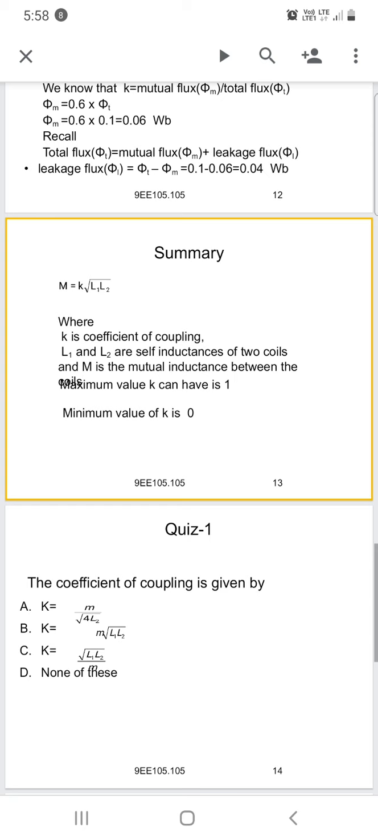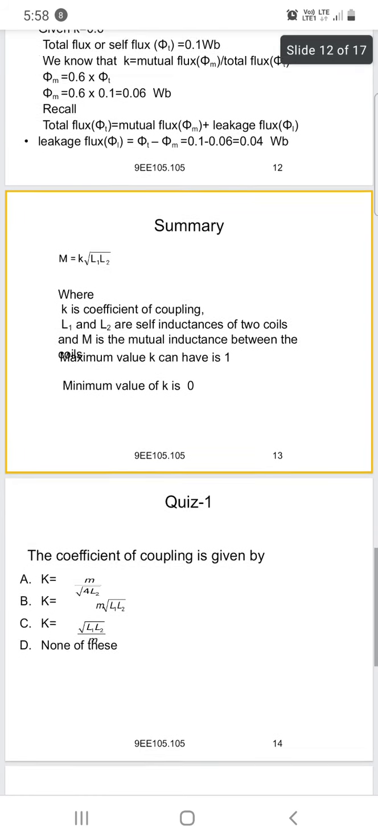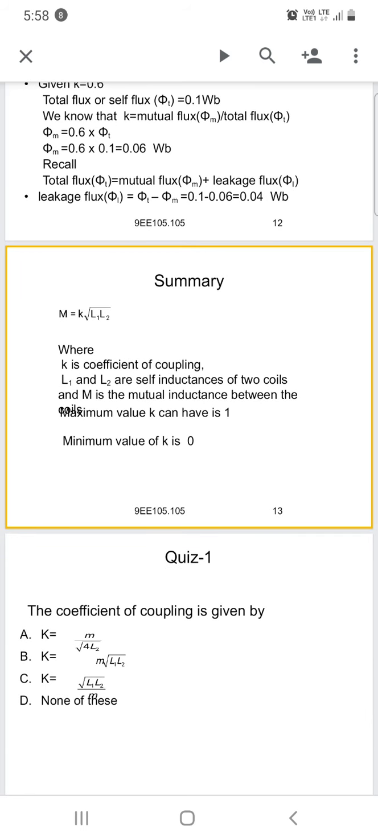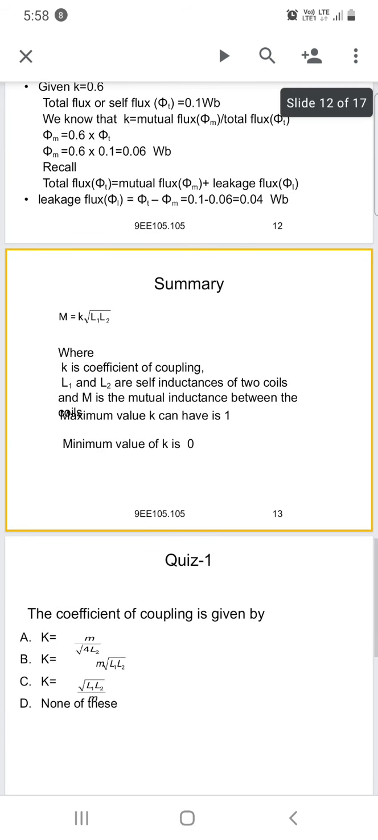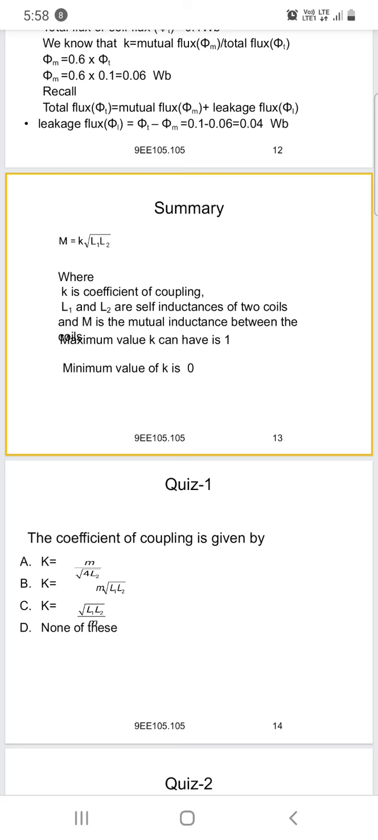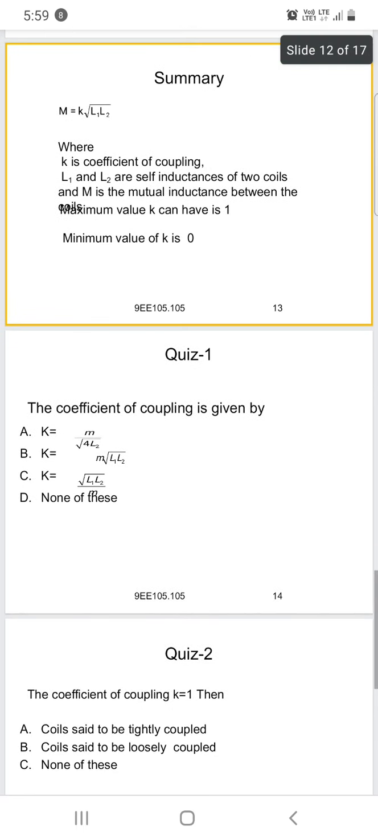So we have found the value of mutual flux. Then in today's class we will discuss the mutual inductance M, which is equal to K into the square root of L1 into L2, where K is called the coefficient of coupling, L1 and L2 are the self-inductances of the two coils, and M is the mutual inductance between them. The maximum value of K is 1 and the minimum value of K is 0.